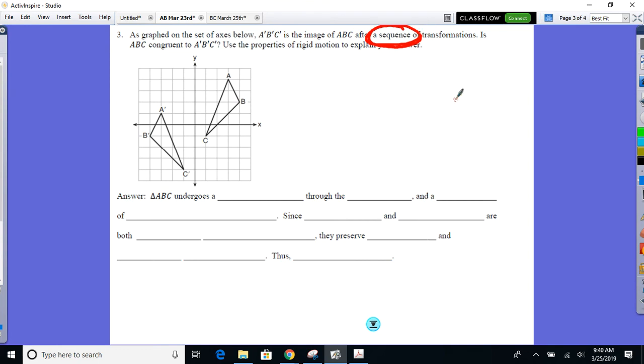I got to do this, then this. Or maybe you go 3 of them. I don't care. Whatever gets the job done. 2 or more right now. And make sure it works for every point. Get specific. Just don't tell me translation, rotation, reflection. Get specific for me. So do this, then do this.